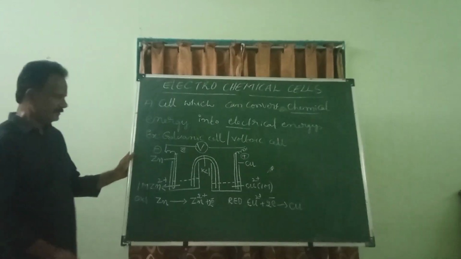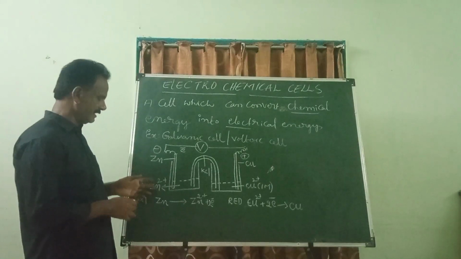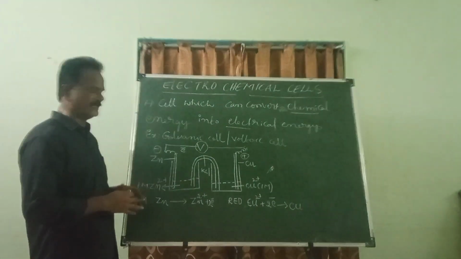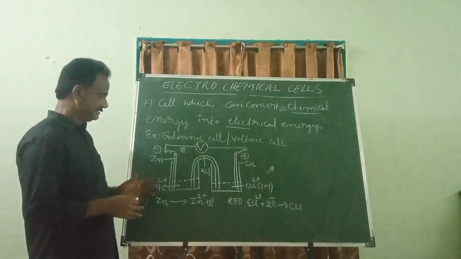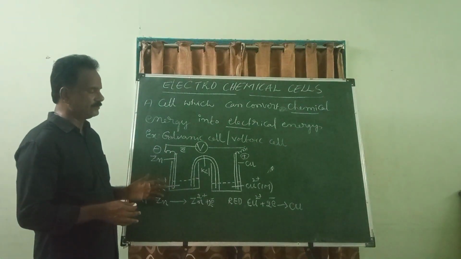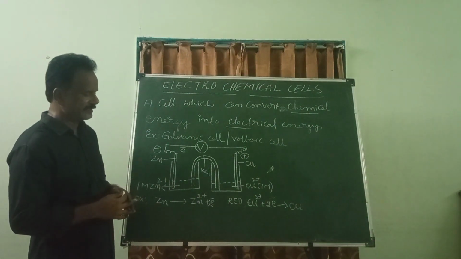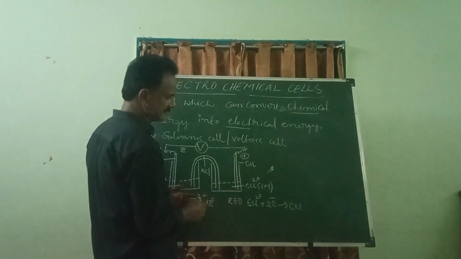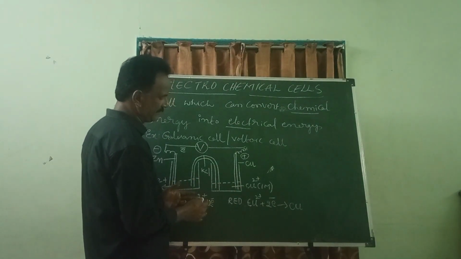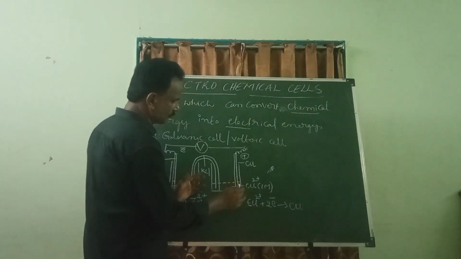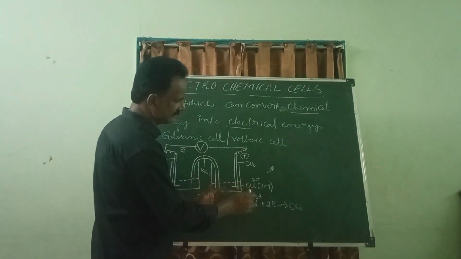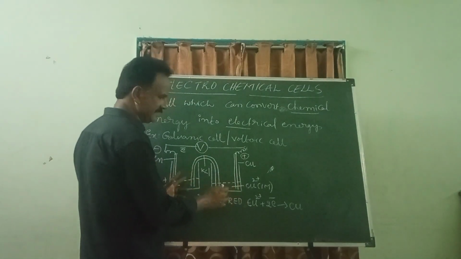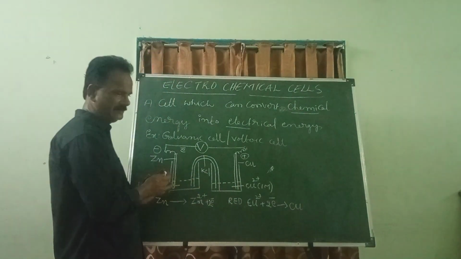So once again I am repeating. At anodic side oxidation half reaction takes place. Zinc gets oxidized by losing 2 electrons. At cathodic side reduction half reaction takes place. What will happen at cathodic side? Cu2+ ions gain 2 electrons to give copper. Okay. These are the 2 half cell reactions that take place in galvanic cell.